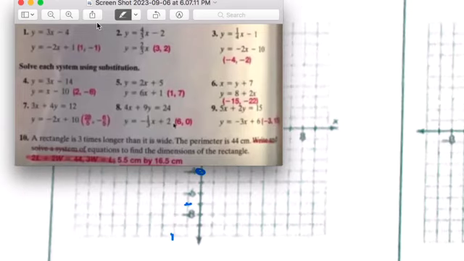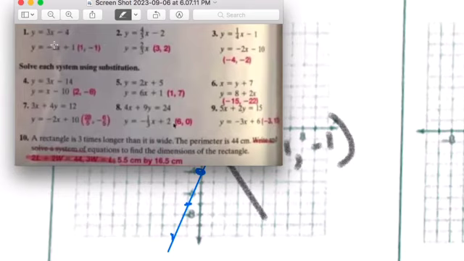Graph that one. Now the second one, right here, that's a +1, so you start out at +1, which is here, and this is a -2 over 1, -2 over 1. Oh, that's where it meets, right there. So the solution is 1, -1. That's how you graph that.